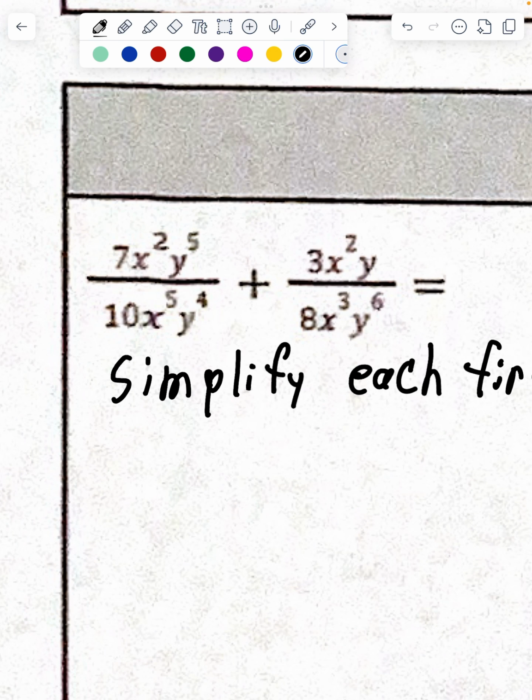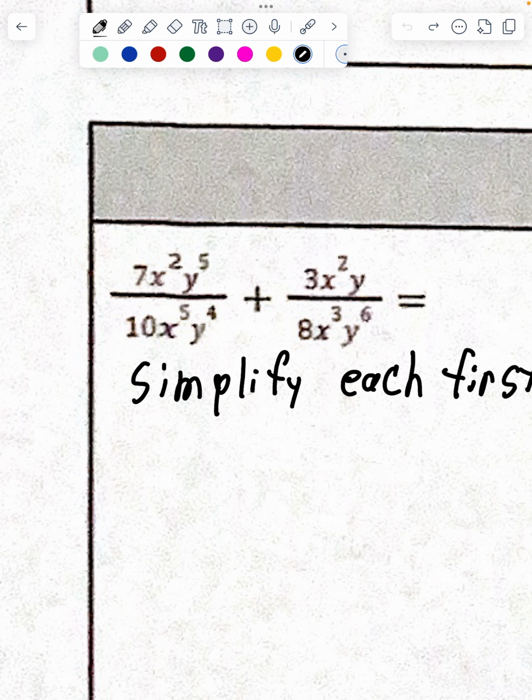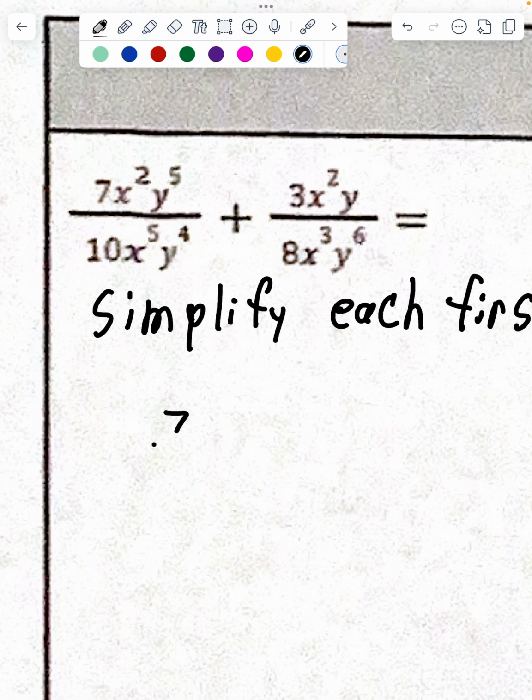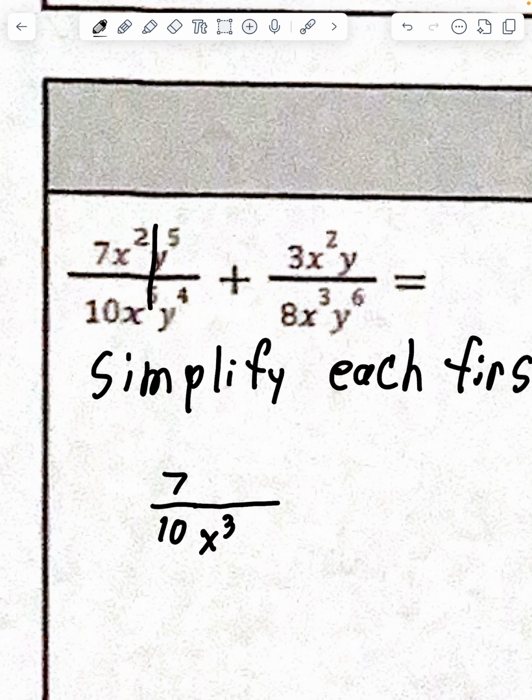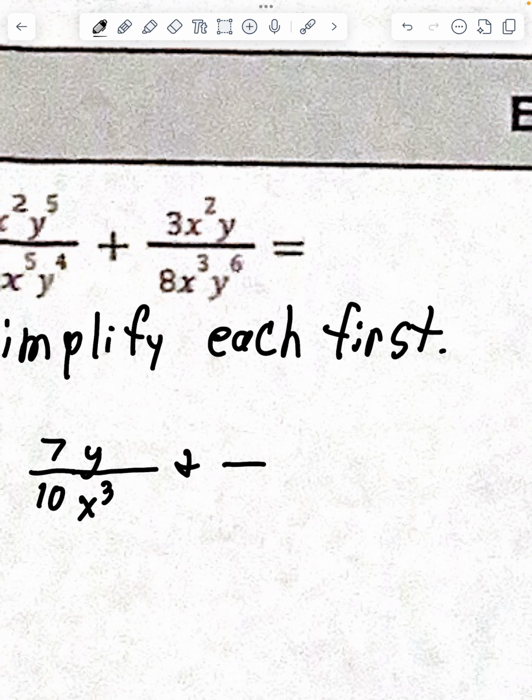So yesterday we learned that 7 and 10 don't share any factors, they're relatively prime, so I can rewrite my fraction with the 7 over 10. I know that I can cancel out x squared out of both of these, and I'm left with just x to the third on the bottom because my denominator has more x's in it than my numerator. And then my y, I would end up with one more y in my numerator.